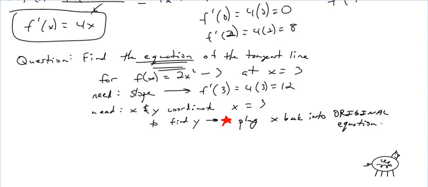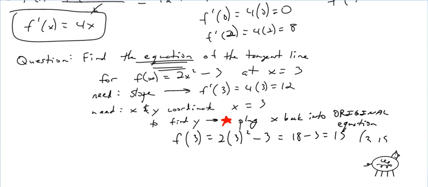That's so huge, math fans, because the mistake people make is they plug it back into the f prime to get the y coordinate. That doesn't make sense. The f prime represents the slope of the tangent line. It doesn't represent the original function. So you've got to plug 3 into the original equation: f of 3 is equal to 2 times 3 squared minus 3. So that's 18 minus 3, which is 15. So that's my coordinate, 3 comma 15. Very, very important. Okay, so we're good to go here.